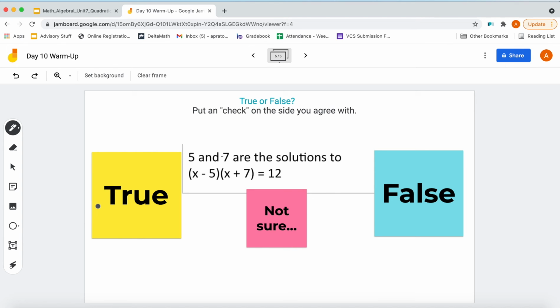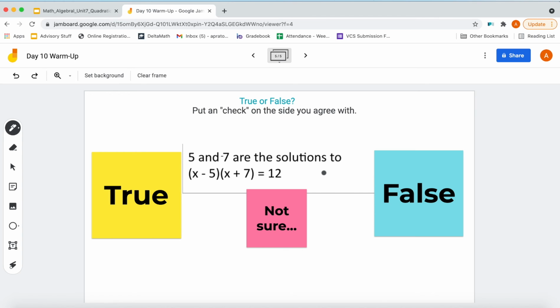A lot of students are probably going to say true because we're used to just saying, oh, zero product property. But what do you notice here? That's a 12. Why is it false? I substituted them in. I realized it doesn't actually work. It would make it 0. It wouldn't make it 12. Oh, okay. We can't use the zero product property here.